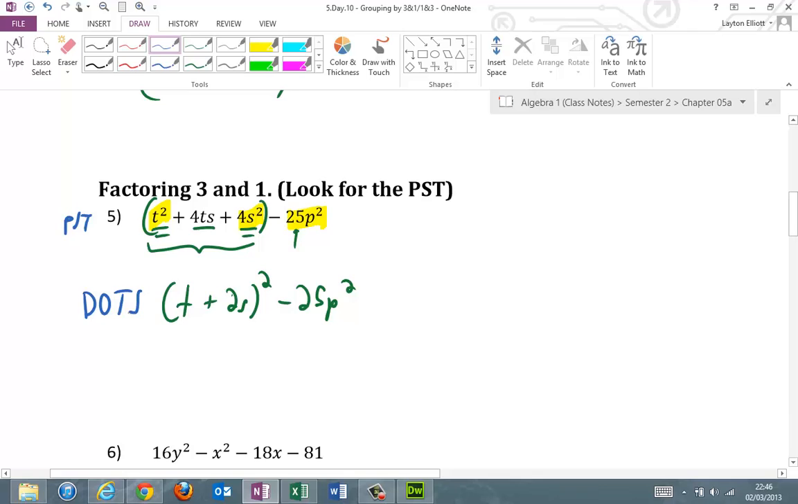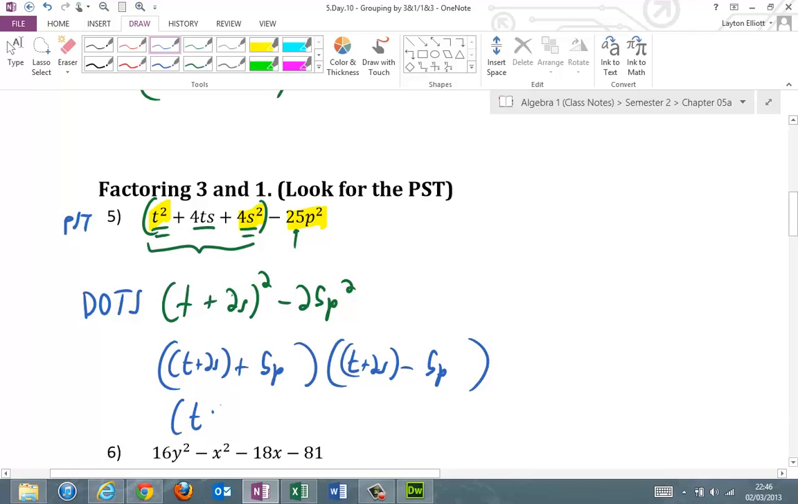It is something squared minus something else squared, which we split into ginormous parentheses, with a plus and a minus. If I look at the first, I take that and make a group of t plus 2s, and I look at the second and I make that a 5p, and then t plus 2s minus 5p. Now I'm going to drop the inward parentheses and make it t plus 2s plus 5p and t plus 2s minus 5p.